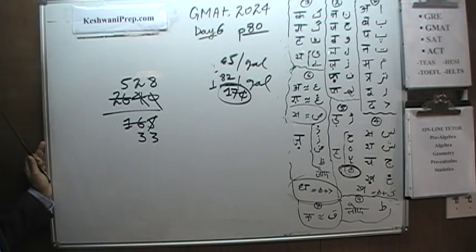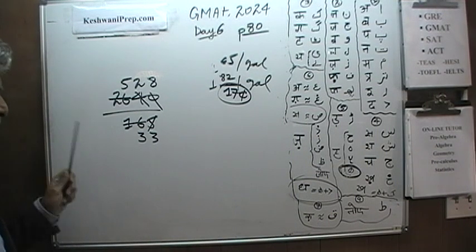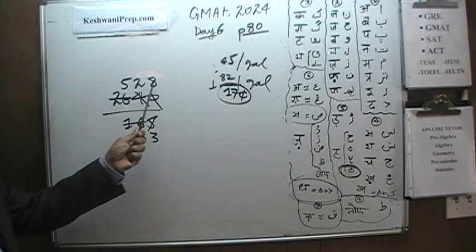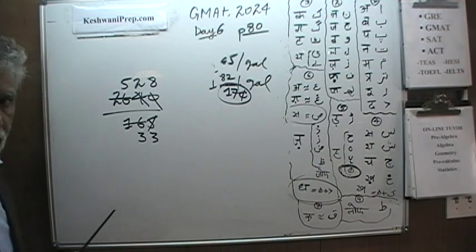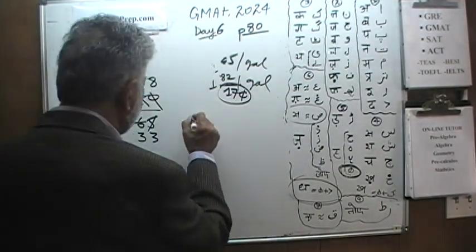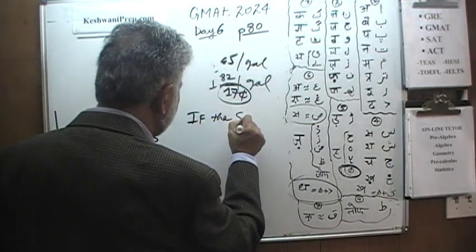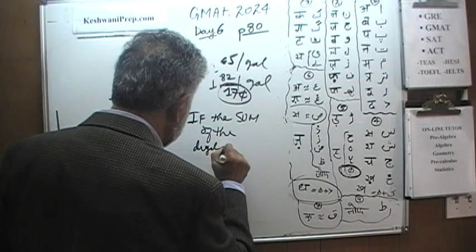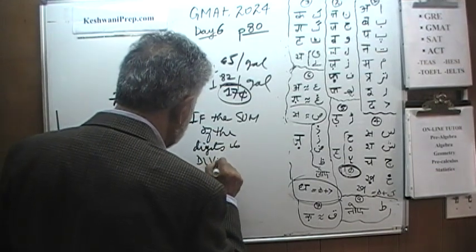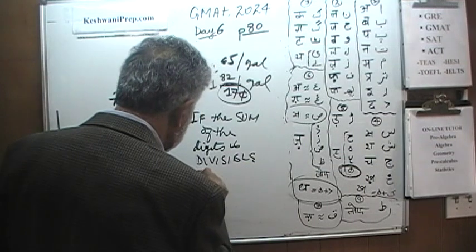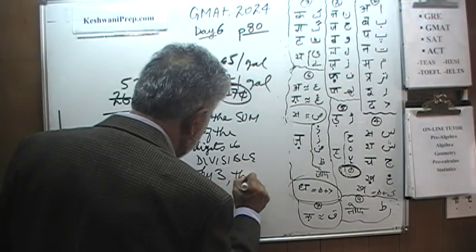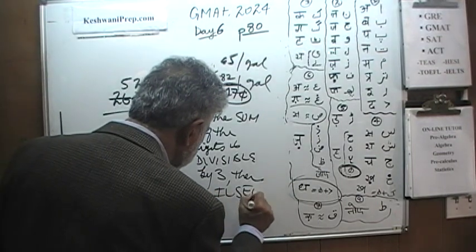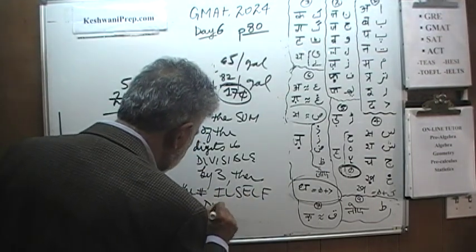There we go. Let's divide top and bottom by, we have two choices, either 3 or 11. Is this number divisible by 3? How do you tell if a number is divisible by 3 or not? Do you know? If the sum of the digits is divisible by 3, then the number itself is divisible by 3.